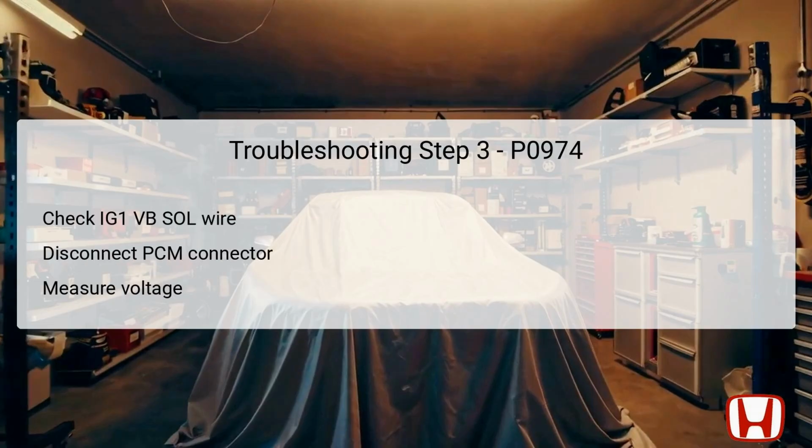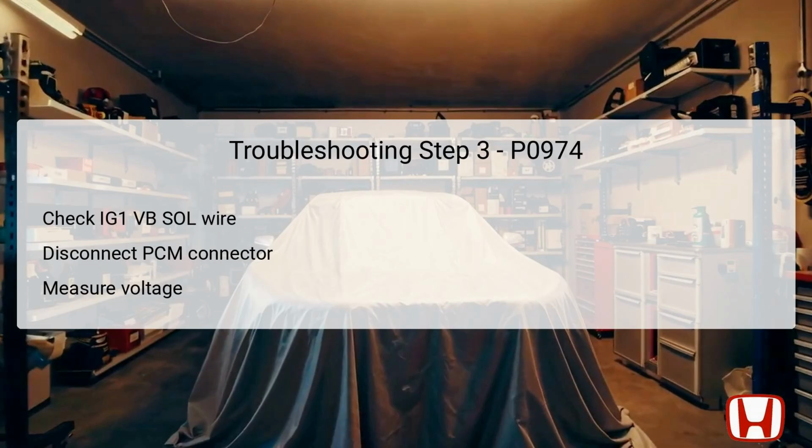The third step involves testing the IG1 VB sol line for continuity. Start by jumping the SCS line utilizing the HDS and wait at least 1 minute for accurate measurements. Afterward, disconnect the PCM connector A, which contains 51 pins. With the vehicle in the on mode, measure the voltage between test points 1 and 2, with test point 1 being the number 1 wire in connector A, and test point 2 being the body ground.